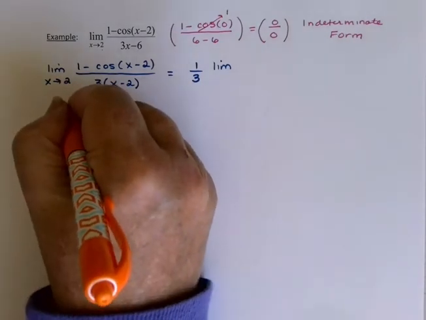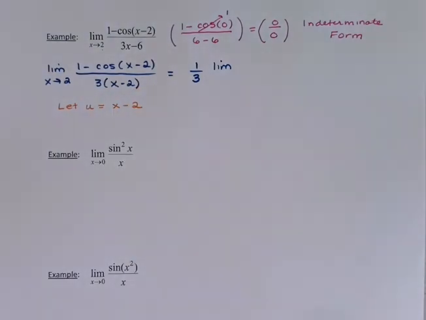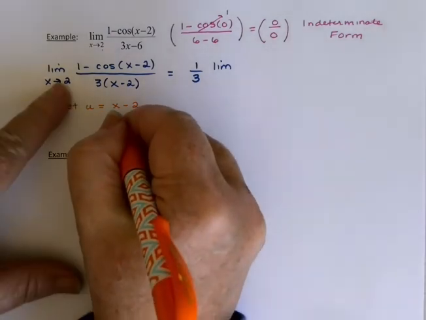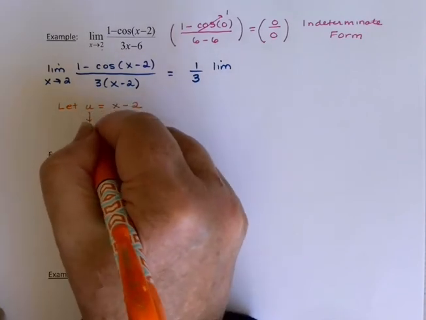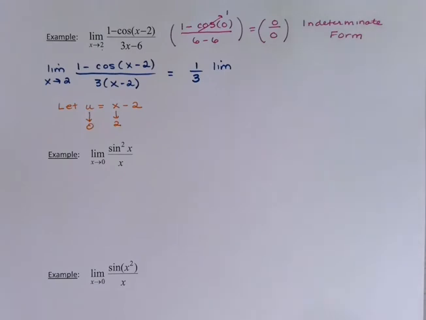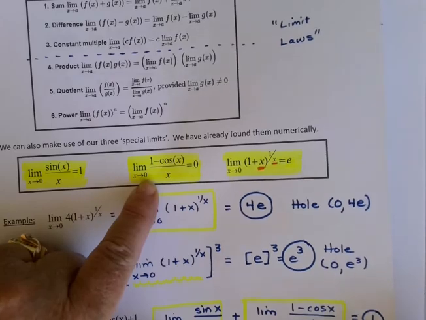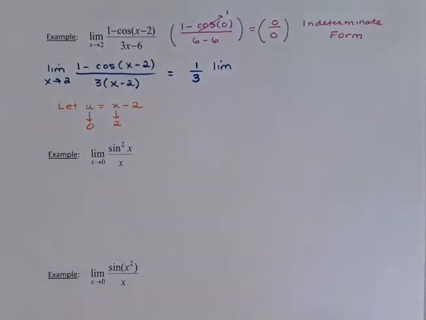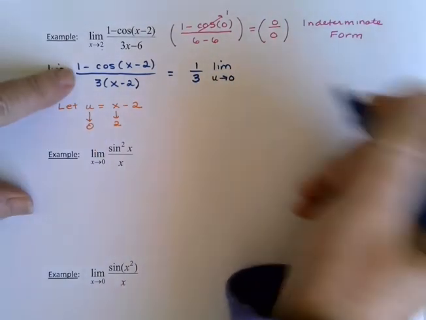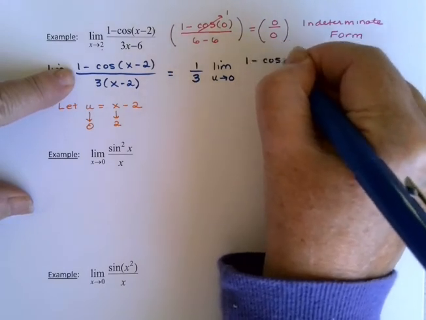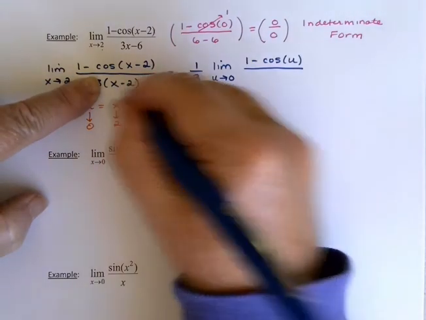We'll use our favorite letter u again. And what if we let u equal x minus 2? Keep in mind, x was approaching 2. So 2 minus 2 is 0. That means u is going to approach 0, which is a very good thing, because this limit is only valid when 0 is being approached. So I think I'm ready to rewrite. I'll now say u is going to approach 0, and this becomes 1 minus the cosine of u. And remember that 3 is already out here, so the denominator is just the u.